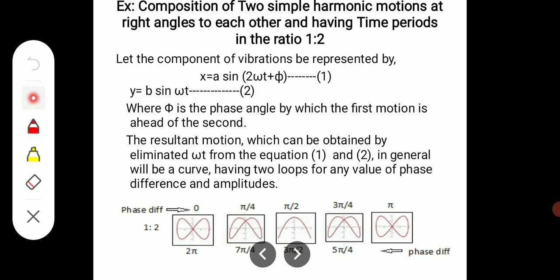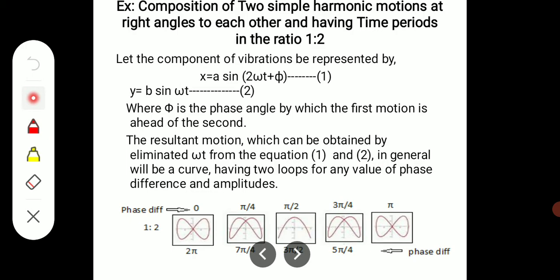Let us see an example of composition of two simple harmonic motions at right angles to each other and having the time periods in the ratio 1 is to 2. Let us consider the components. The analytical method for this: the components of vibrations are represented by x equal to a sine (2 omega t plus phi), and y is equal to b sine omega t. Phi is a phase angle by which the first motion is ahead of the second. The resultant motion can be obtained by eliminating omega t from equations 1 and 2.